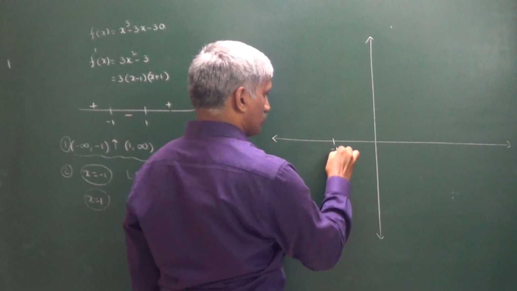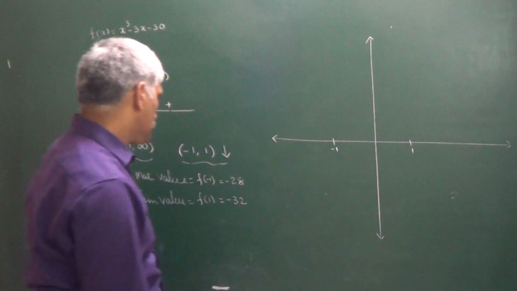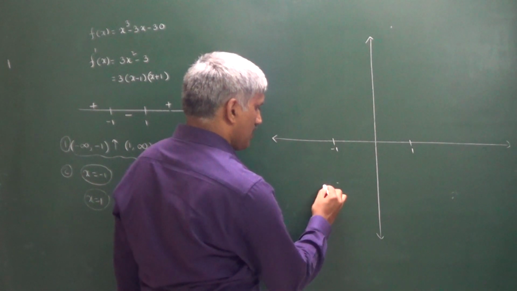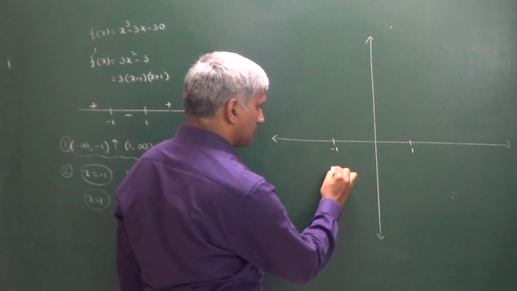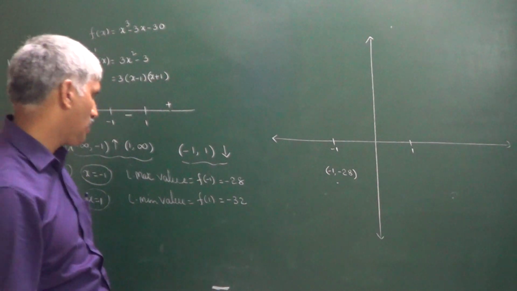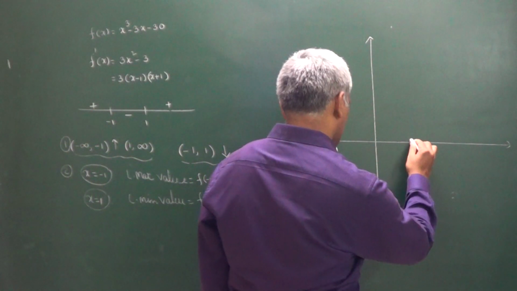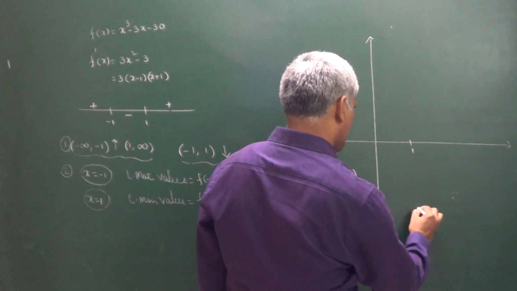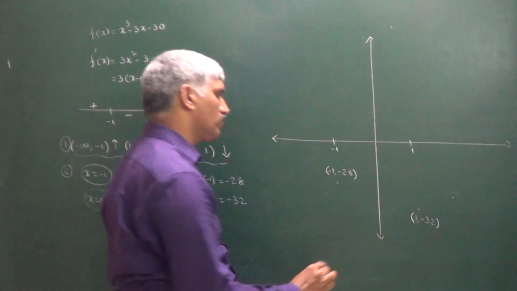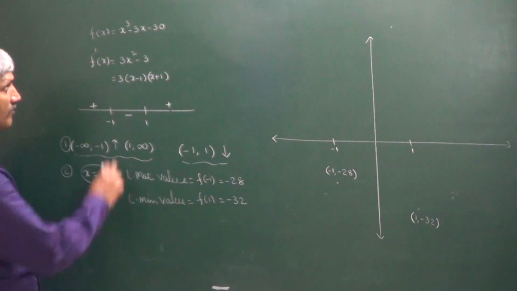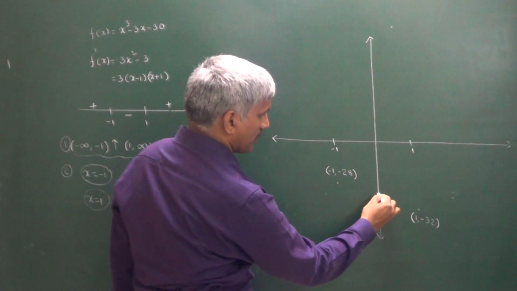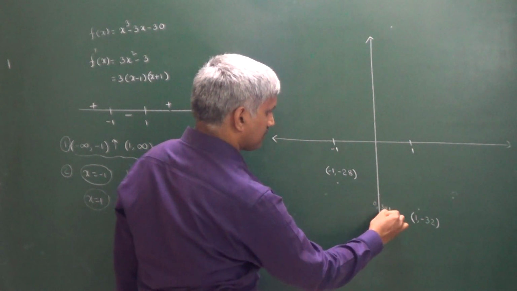So this is minus 1 and here we have 1. At x equals minus 1, we got minus 28. So somewhere here we can say minus 1 comma minus 28, local maxima. At 1 we got minus 32. Let us say this one as 1 comma minus 32, local minima at 1. And observe, f of 0 we are getting minus 30, somewhere here, 0 comma minus 30.